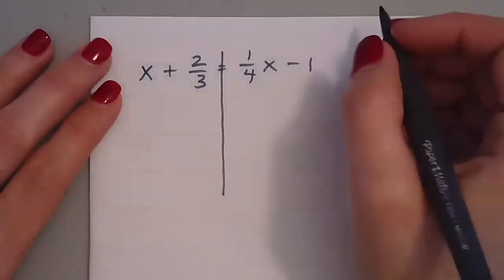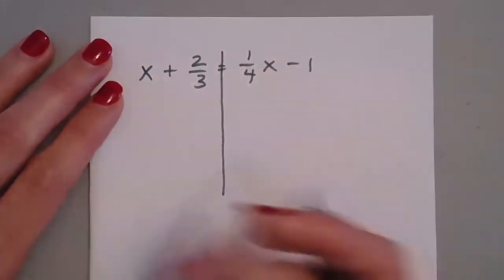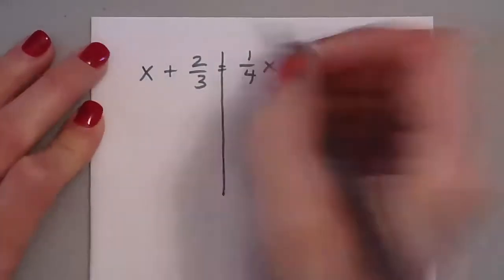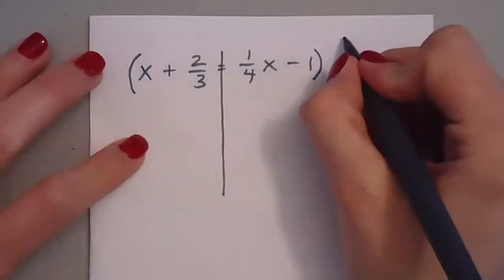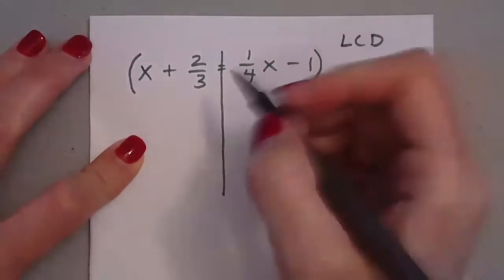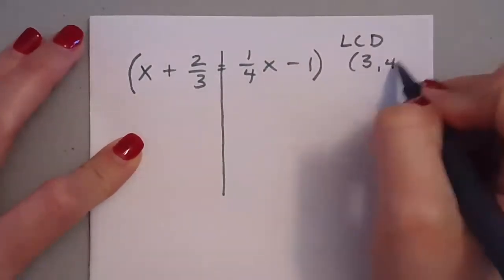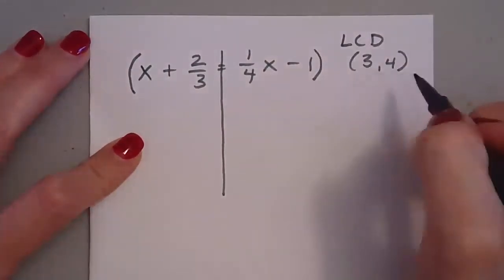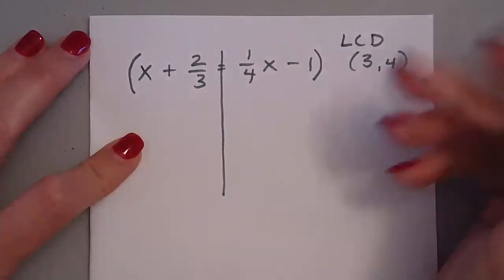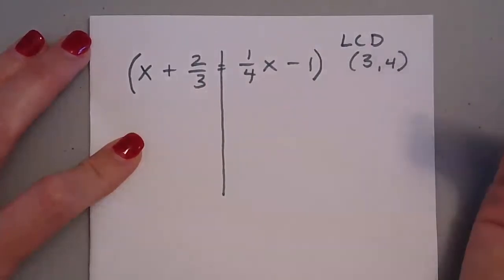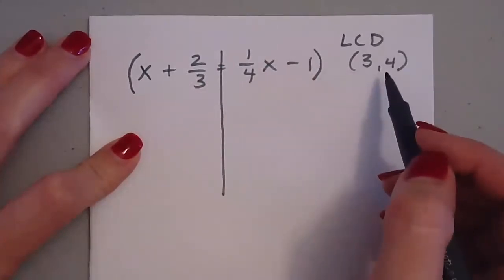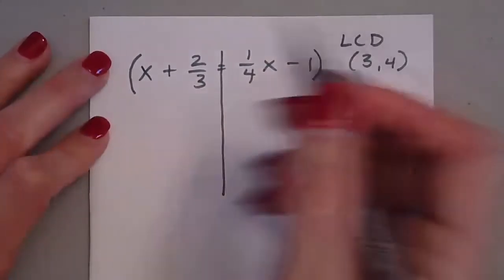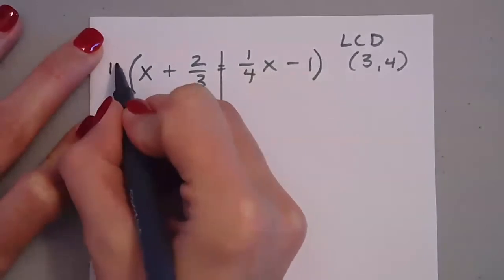Now, the way you do this is you use the multiplication property of equality to multiply the entire equation by a value that will clear the fractions. You can do this by finding the LCD of the denominators. So in this case, that would be 3 and 4. If I count by 3s and I count by 4s, the common value would be 12. You can also get this sometimes by multiplying the denominators together. 3 times 4 is 12. So I'm going to multiply the entire equation by 12.